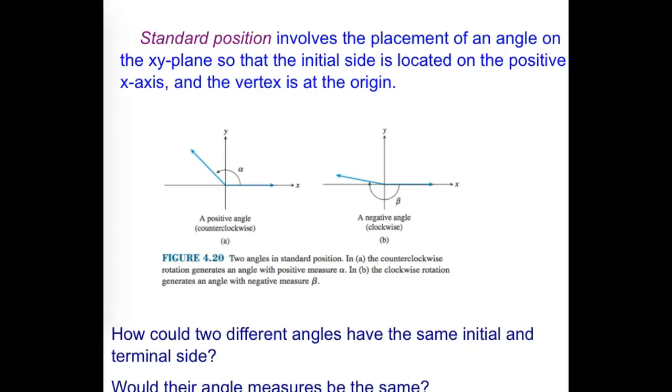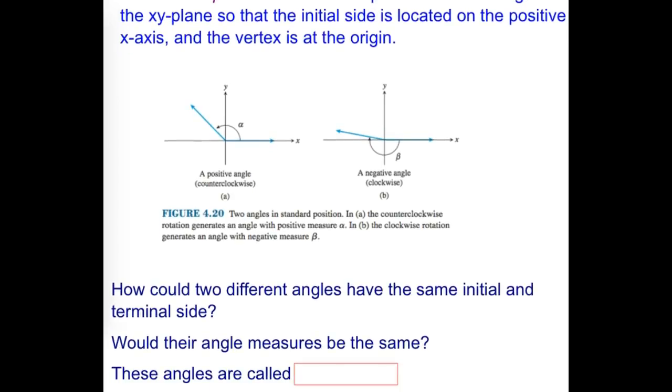Standard position is when we place the initial side on the positive x-axis, and then we rotate our terminal side around. Okay? So you have two pictures here, one with a positive rotation indicated by this arrow, and one with a negative rotation indicated by going clockwise. So how could two different angles have the same initial and terminal side? We simply move in different directions, either a positive or a negative direction.